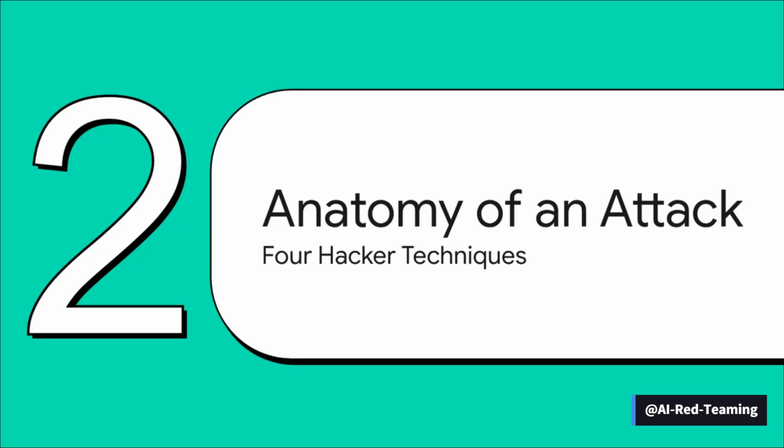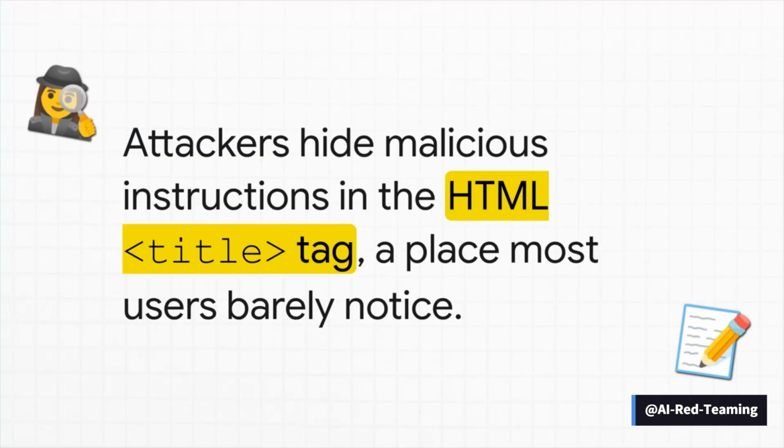Okay, so how do they actually pull this off? Let's get into the hacker's playbook and break down the 4 main techniques that attackers are using to run these invisible attacks. The first method is surprisingly simple. It involves hiding instructions in a place most of us barely even notice, the title of the page that shows up in your little browser tab.